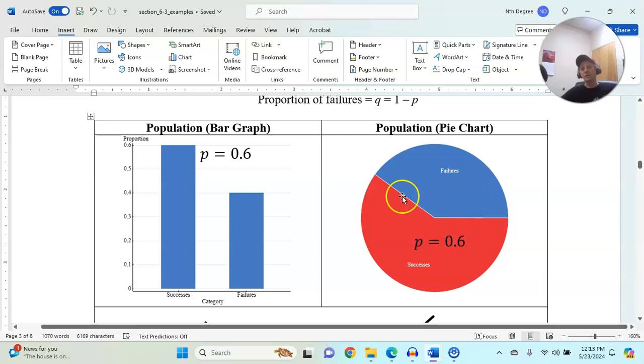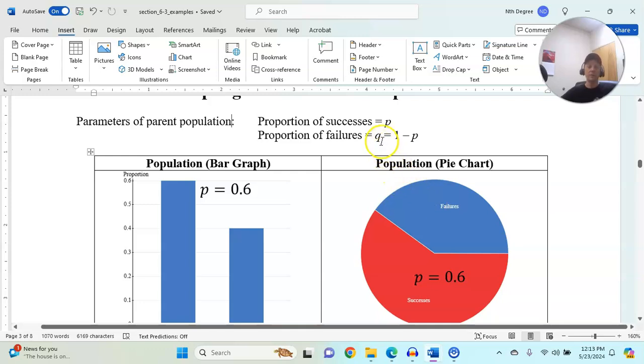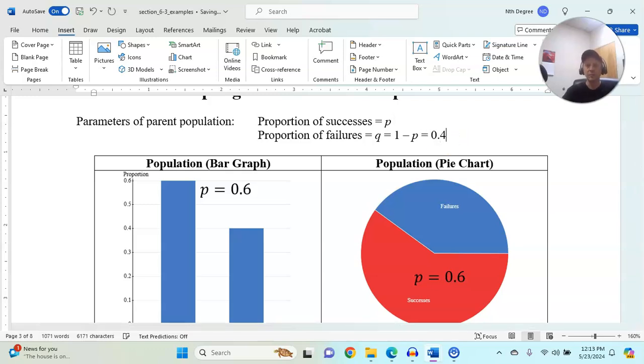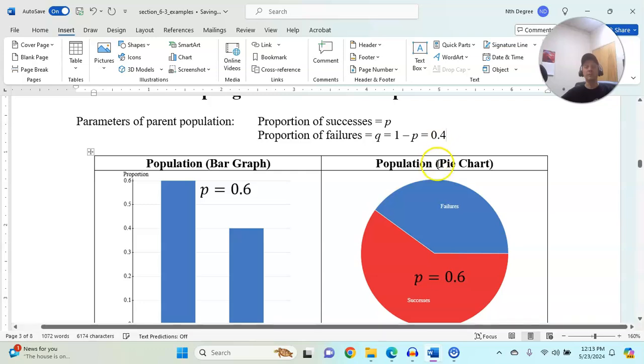An alternative visualization is the pie chart. These really represent the same thing. So you can represent this all together in one pie. 60% of the items are successes, and another 40% are failures. By the way, we use the letter lowercase q to represent the proportion of failures. So in this case, if our population is 60% successes, then all you have to do is subtract from 100%. It would be 40% failures. So in this example, q would be 0.4.